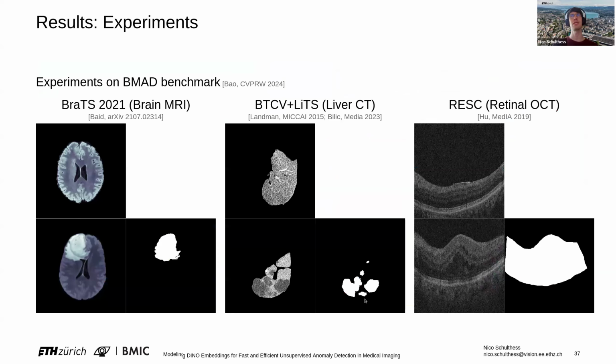And so now let's get to the experimental section. We evaluated our work on the BMAT benchmark, which consists of 3 different datasets with pixel-wise annotations. Most of the results I will show you are on the BraTS dataset, just to not overwhelm you with too many results. And in the end, after the second paper, I will also come back to the liver CT dataset, while the full results you can see in the papers.